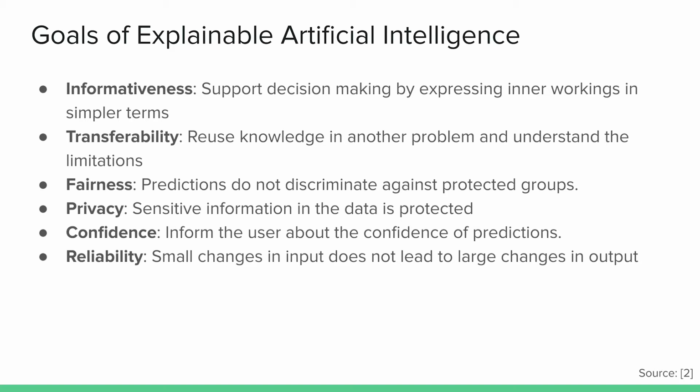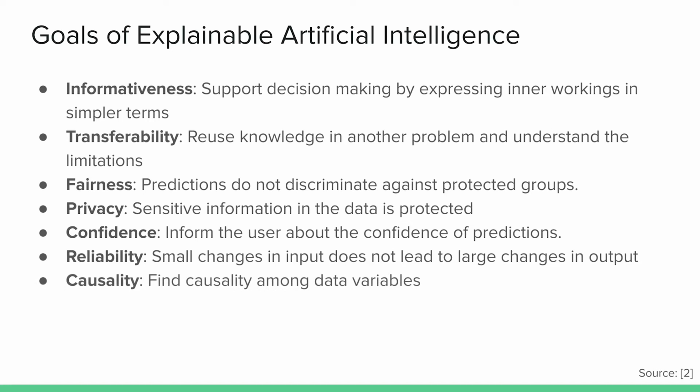Reliability means that whenever we change our input a little bit, it shouldn't lead to large output changes. We had this with the adversarial examples, if you remember, where we added a little bit of noise to our images and then completely destroyed the prediction of our neural network.